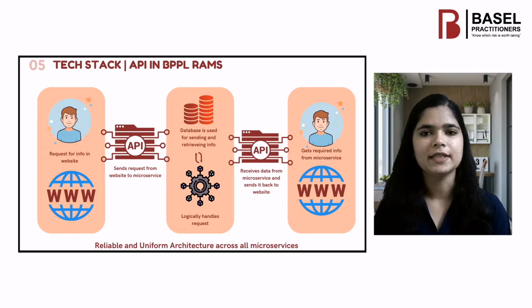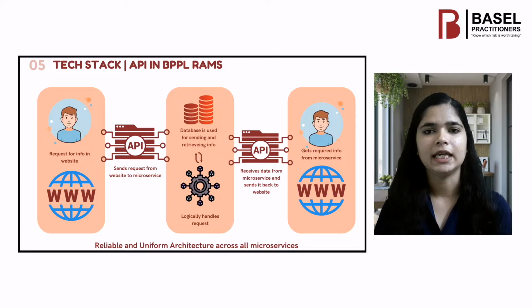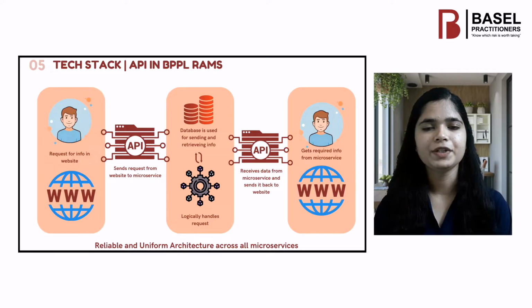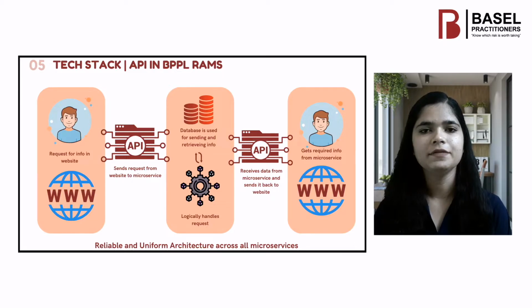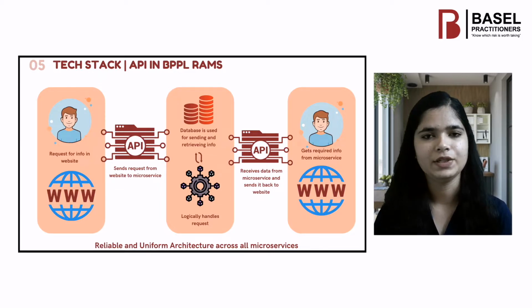Let us apply this analogy to our product architecture. Assume a user requests for information using the web application. The API takes this request and sends this to the microservice. The microservice logically handles the request using database to get the requested information. This information is then sent to web application via API. Here, the API is the waiter and microservice being the chef.